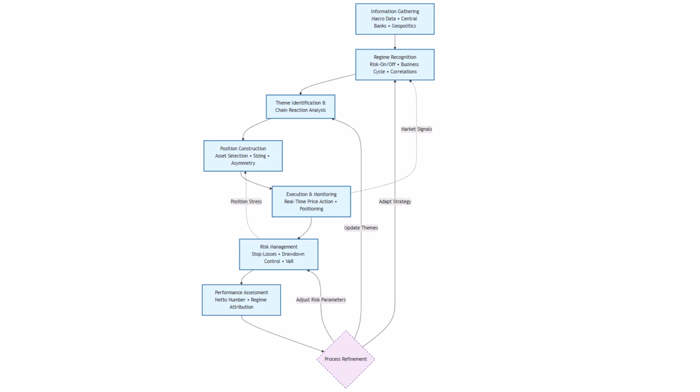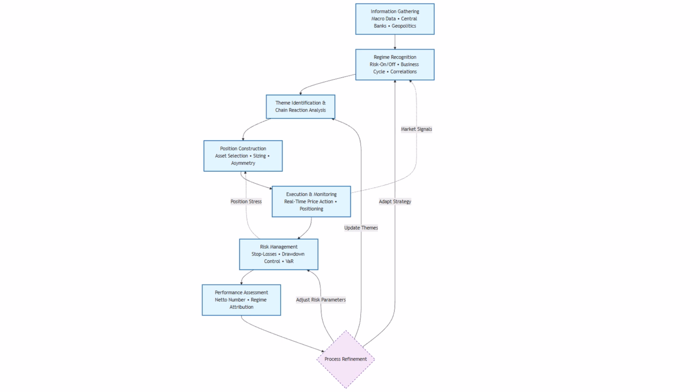This flowchart is the complete global macro workflow, a continuous, cyclical process. It begins with information gathering, monitoring macro data, central bank communications, and geopolitical developments. Next, regime recognition, identifying risk-on or risk-off conditions, business cycle phase, and cross-asset correlations. Then, theme identification and chain reaction analysis, spotting structural shifts and tracing primary, secondary, and tertiary market impacts, followed by position construction, selecting assets, determining sizing, and structuring for asymmetry.